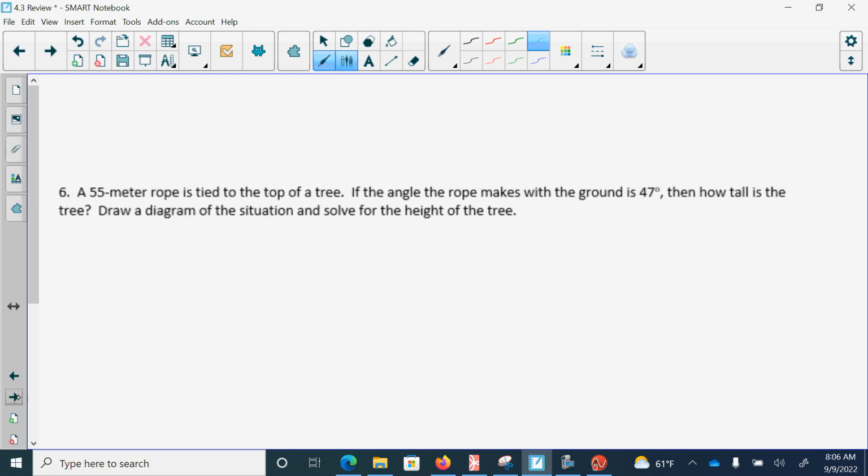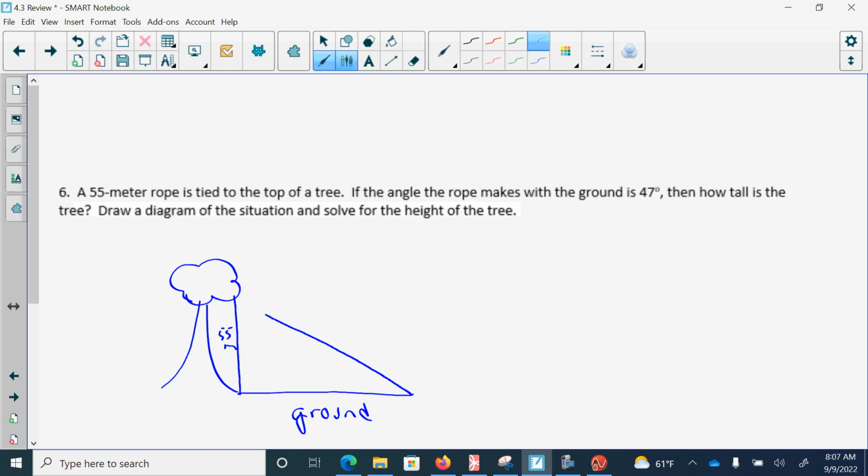Okay, number 6 asks you to read. So a 55-meter rope is tied to the top of a tree. So let me draw the tree. I have a 55-meter rope. So this will be my rope that is 55 meters, tied to the top of the tree. If the angle the rope makes with the ground, so obviously this would be the ground, is 47 degrees.